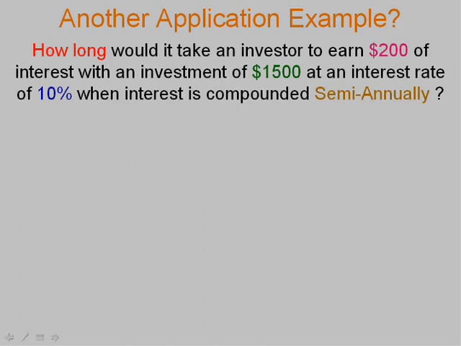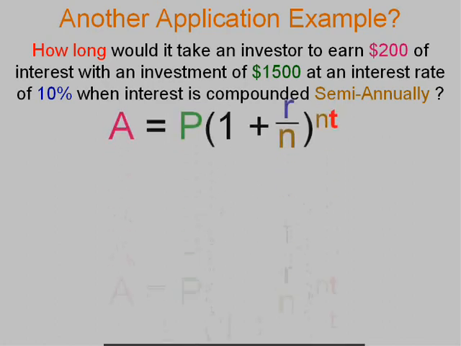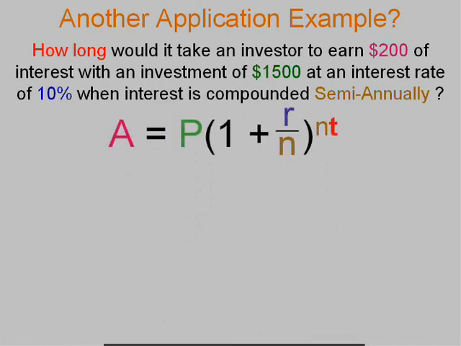Let's try another one. How long would it take an investor to earn $200 of interest? It's asked in a different way here. To earn $200 of interest with an investment of $1,500, that's the principal, at an interest rate of 10%, when the interest rate is compounded semi-annually. That's twice a year. Well, once again, let's use this formula and put in the numbers.